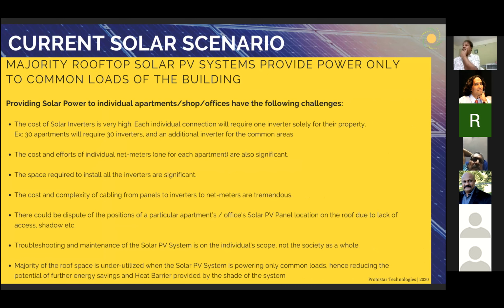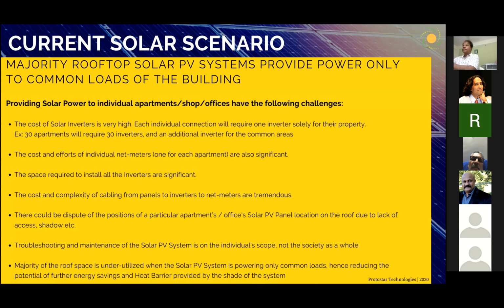Like I was explaining earlier regarding every apartment getting power compared to only the common areas, the traditional systems right now have all these issues. The cost and effort of doing every individual net meter is significant. The cost of solar inverters is extremely high. The cost of inverters actually reduces dramatically when the size of the inverter is high.